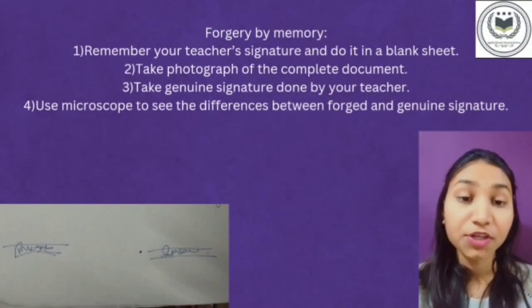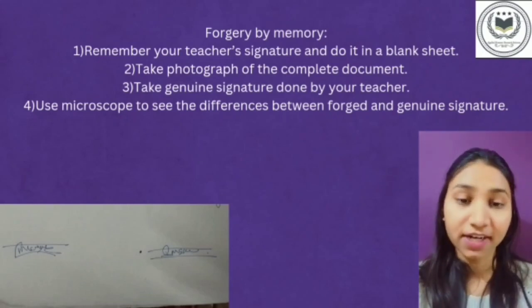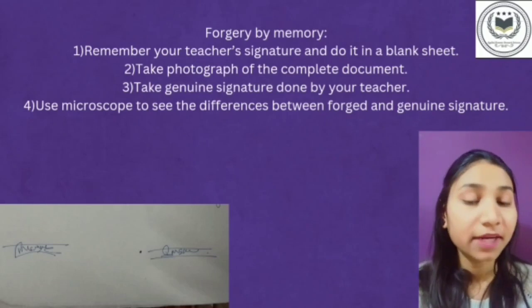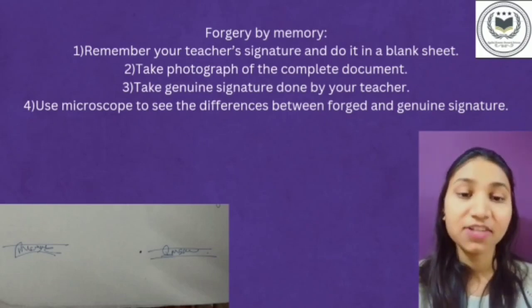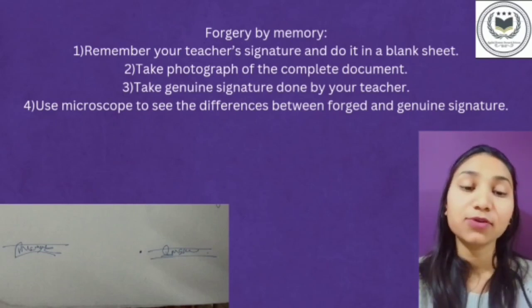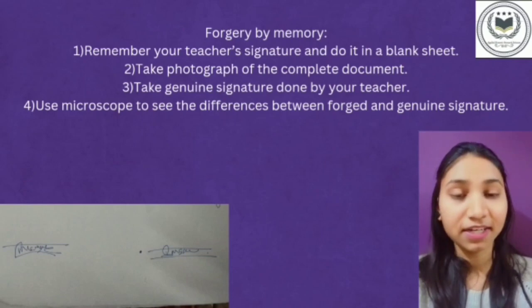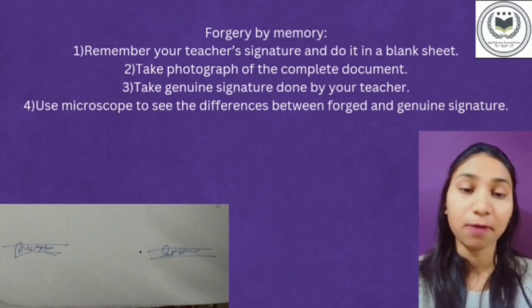Procedure of the forgery by memory. First, remember your teacher's signature and do it on a blank sheet. Second, take a photograph of the complete document. Third, take a genuine signature done by your teacher. Fourth, use the microscope to see the differences between the forged and genuine signature. And here is the example of the forgery by memory.